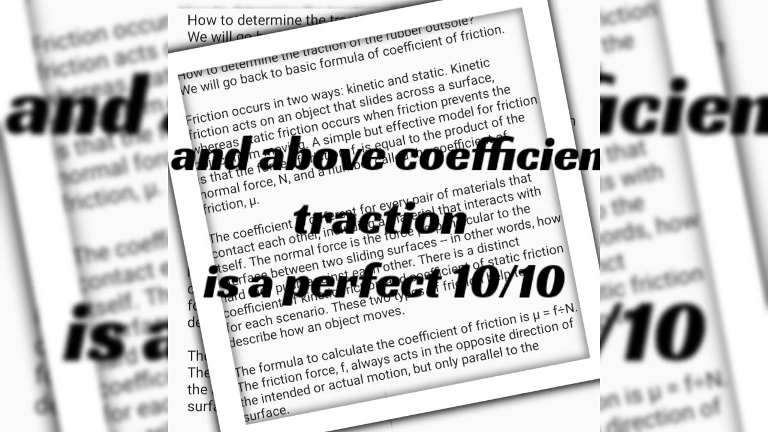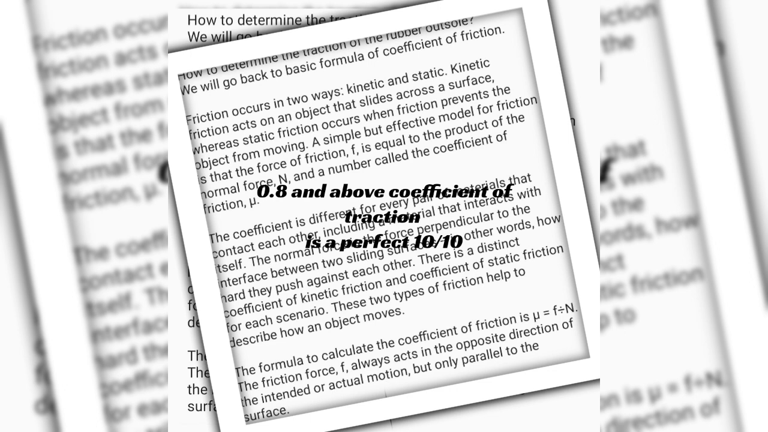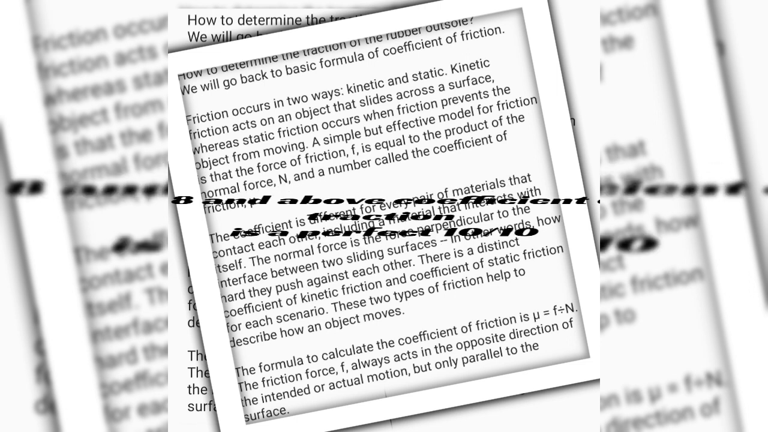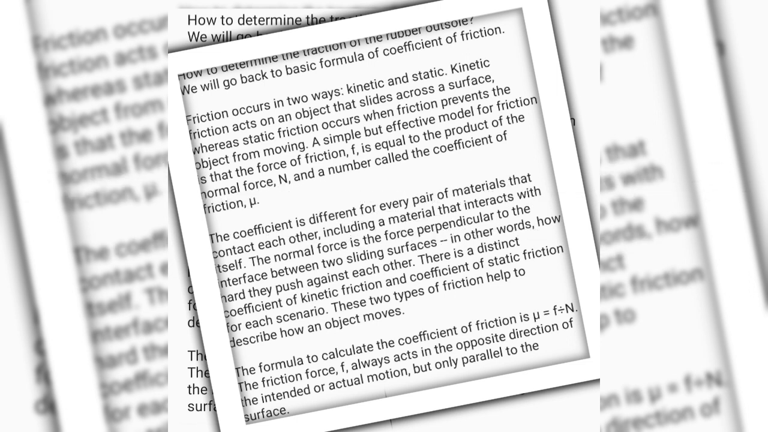The friction force, F, always acts in the opposite direction of the intended or actual motion, but only parallel to the surface. In colloquial terms, I will show you the values of rubber outsole traction or grip in terms of coefficient of traction. Nominally, good traction for a rubber outsole is 0.8. A value of 0.8 and above is perfect, 10 over 10.